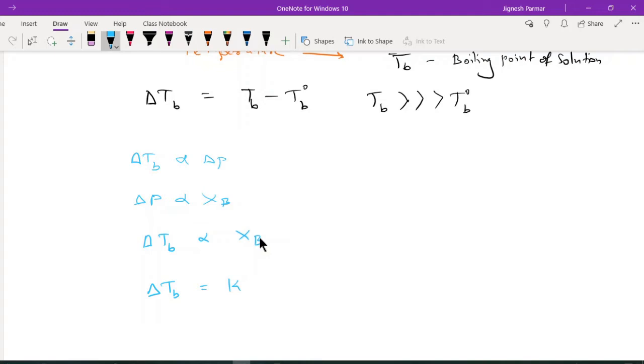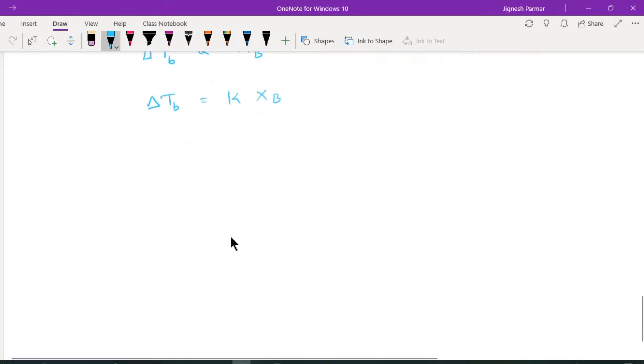Let us understand this. What is K? K is a constant, and Xb is the mole fraction of the solute. We can write the mole fraction of the solute as nB upon nA plus nB. For a dilute solution, nB is very much less than nA, so it is neglected.